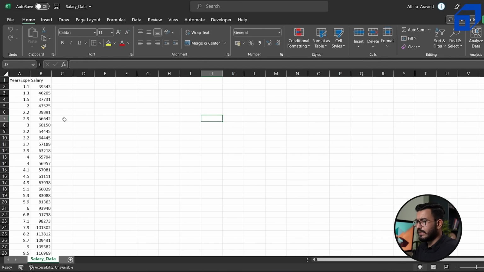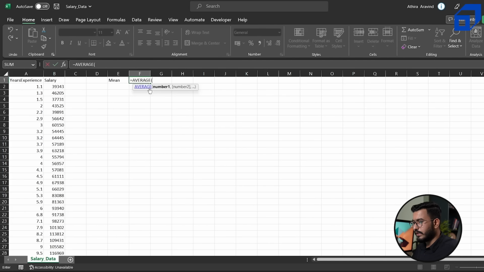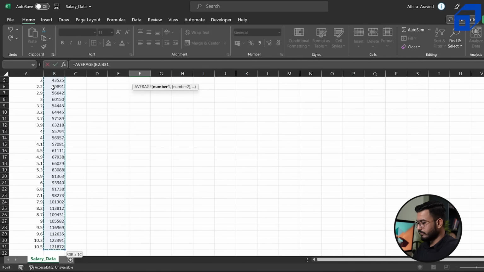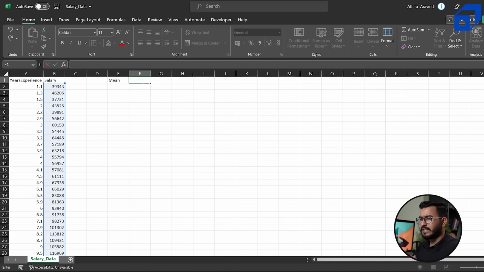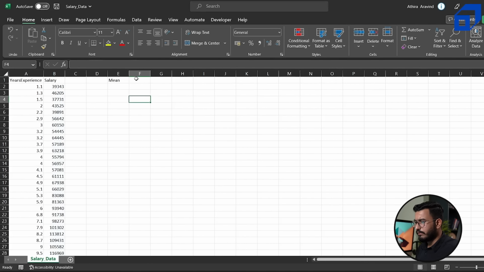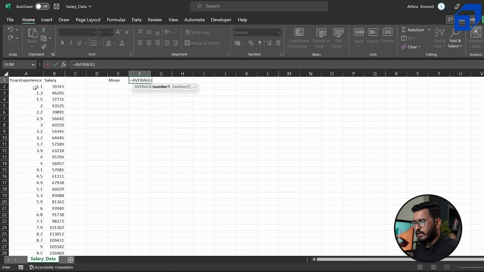Let's try to understand it by performing a calculation in Excel. So here I'm having my Excel data with years of experience and salary. Now let's first of all find out the average, which is nothing but the mean. So for the mean, we will apply the formula, is equal to average. I'll find out the average salary. Or let's use years of experience because that is simpler to understand. So average years of experience, is equal to average, and I'll select my data range.